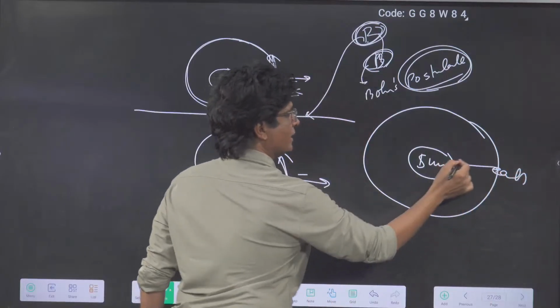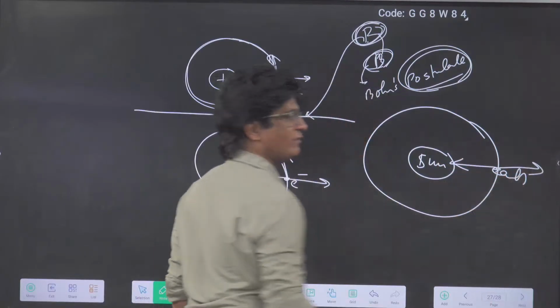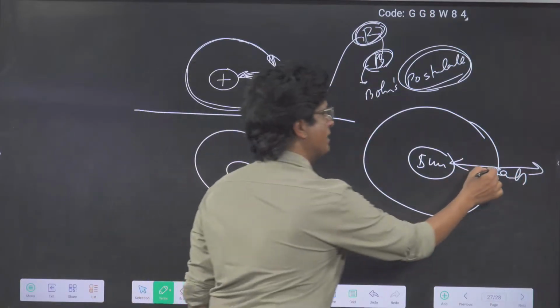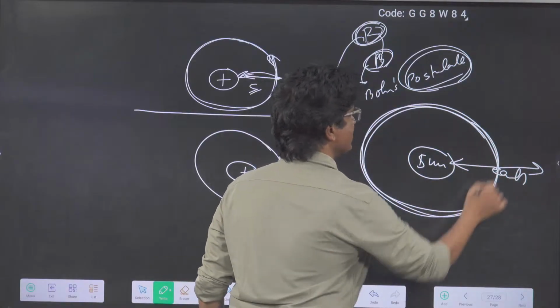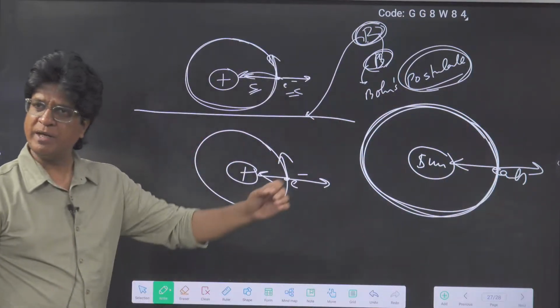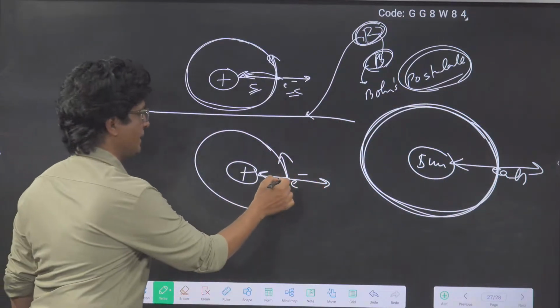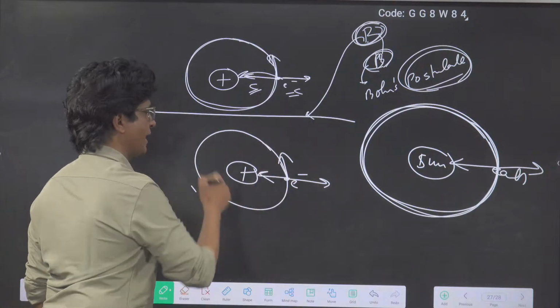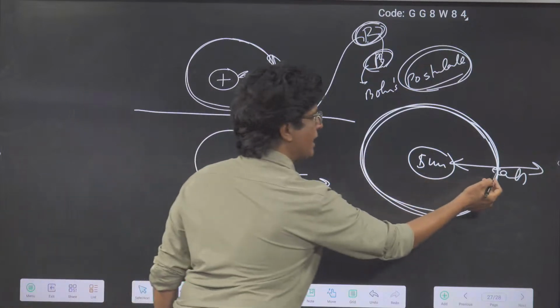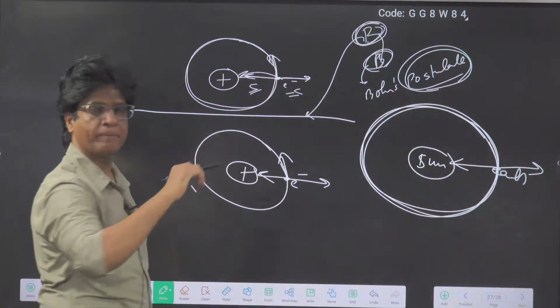Over here, the centripetal and centrifugal forces are balanced, so the earth keeps on revolving around the sun. Rutherford gave the same reasoning, right? That electron will also keep on revolving around the nucleus, just like earth keeps on revolving around the sun.